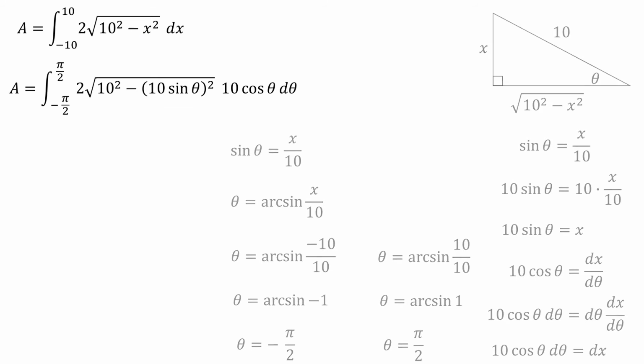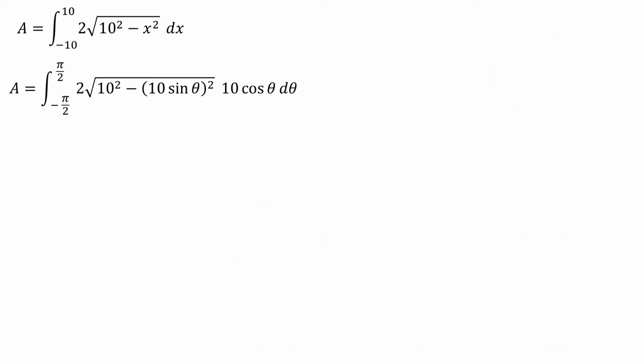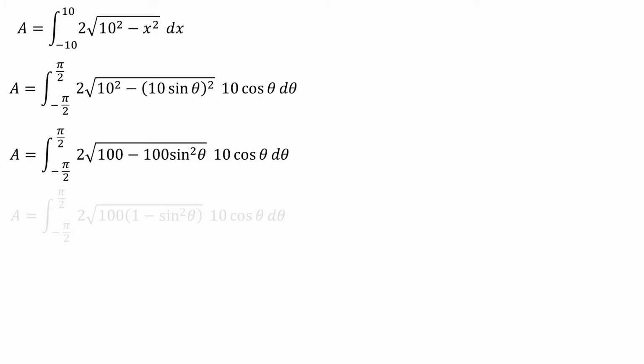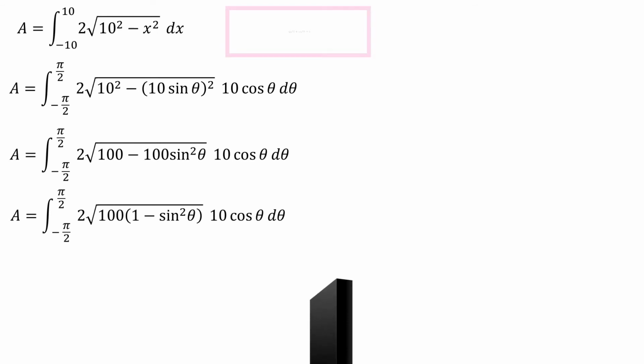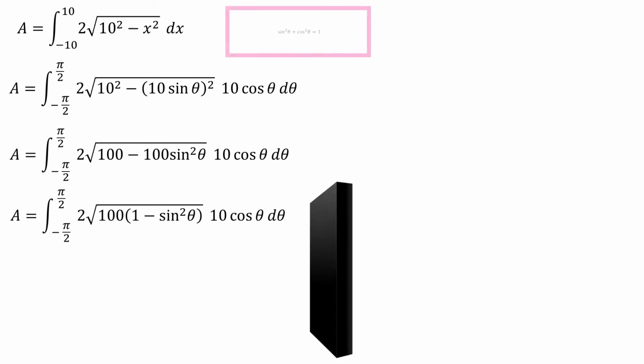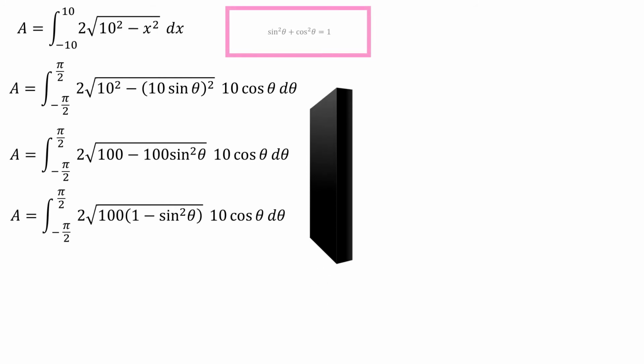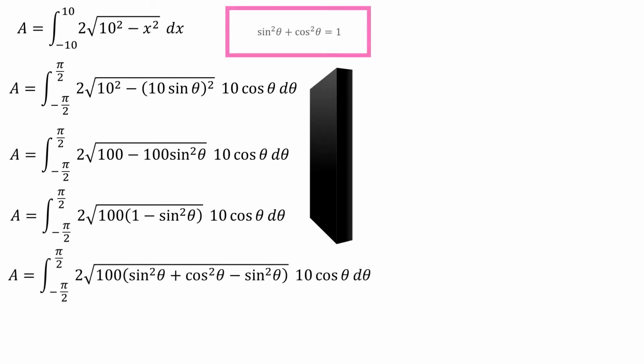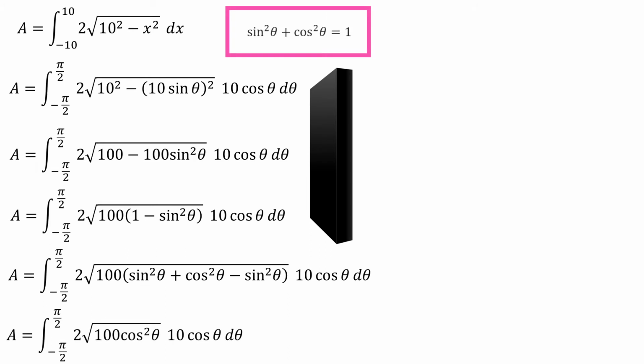Let's get some space. And let's square the d squared. All right, 10 times 10 is 100. The other 10 times 10 is 100. Sine theta times sine theta, sine squared theta. We're going to factor out that 100. And as we've done several times before, we're going to call on our ultimate Pythagorean identity for trigonometry and figure out that 1 minus sine squared theta is actually just cosine squared theta.